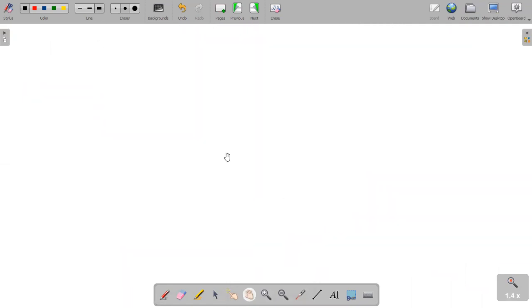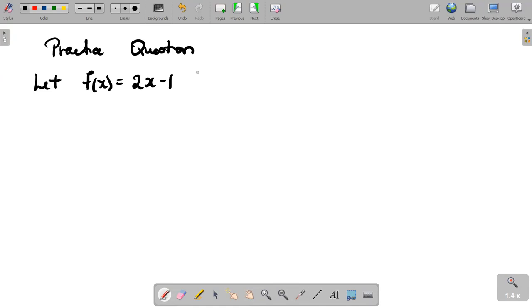So what I would recommend you guys to do, I need y'all to copy this entire question in your book. So this is a practice question. Let f of x equal 2x minus 1. g of x equals x plus 2. And h of x equal 3x plus 1.